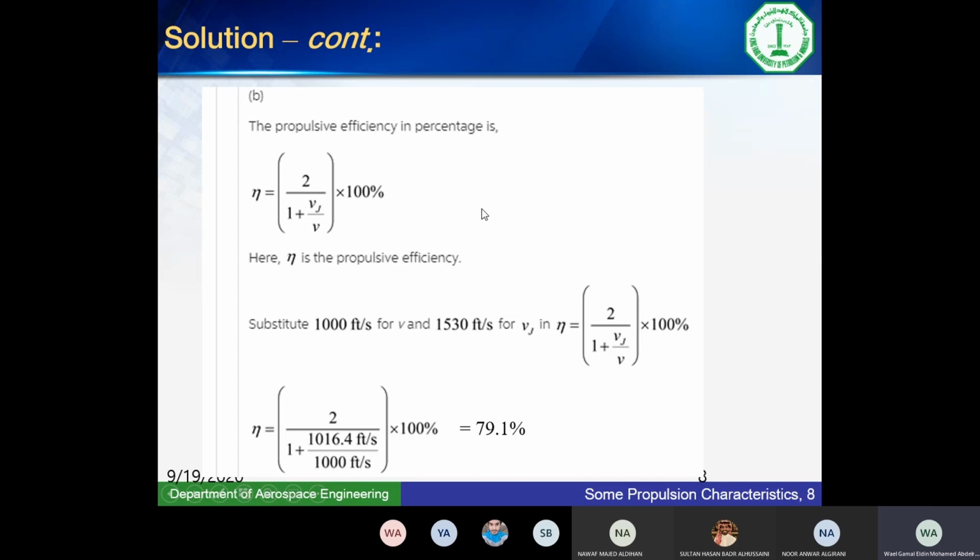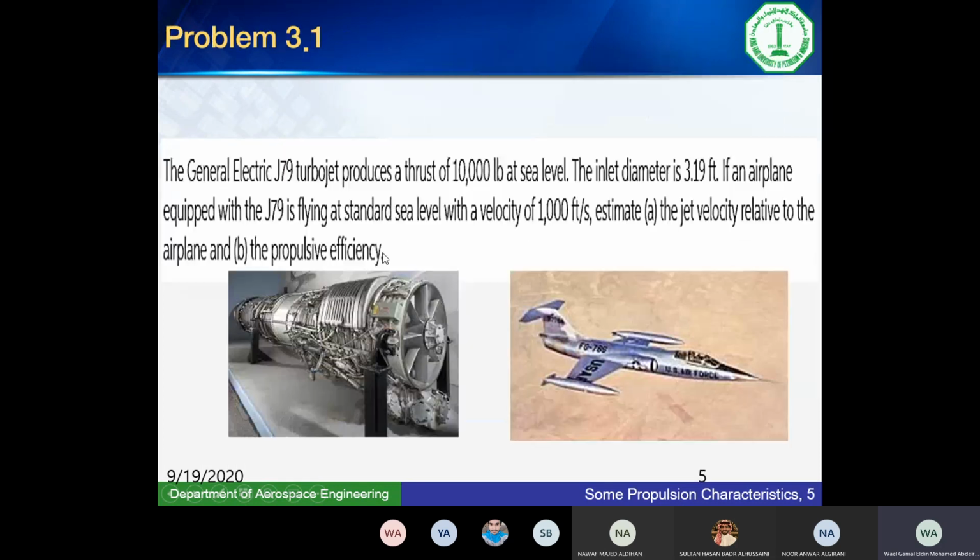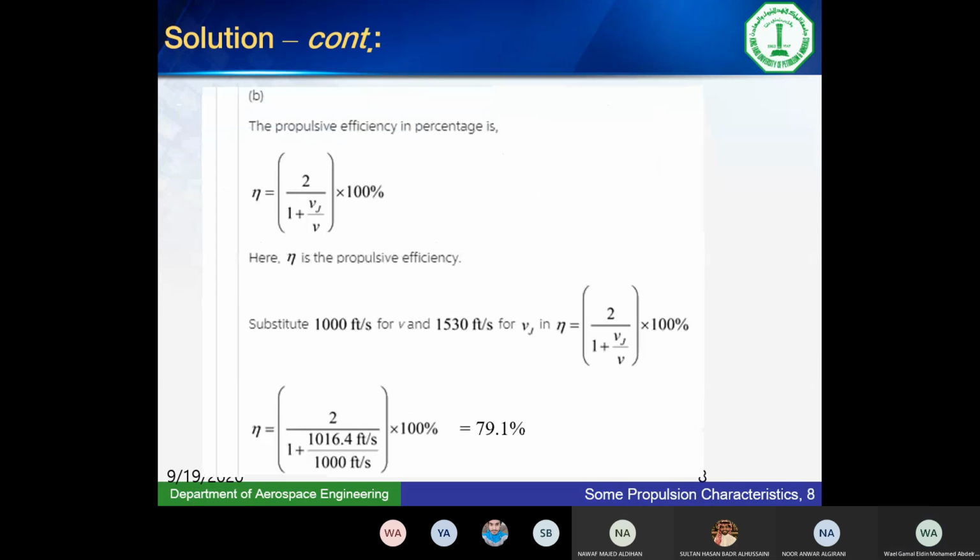Okay. Now let me ask you a question. What if the same engine is now fixed, not on that fast aircraft that flies at 1,000, but on a slower aircraft that will fly at 500 feet per second? So I will take that jet engine and put it on a slower aircraft, a bomber, for example, or a cargo aircraft that goes slower. What do you expect will happen to the efficiency?